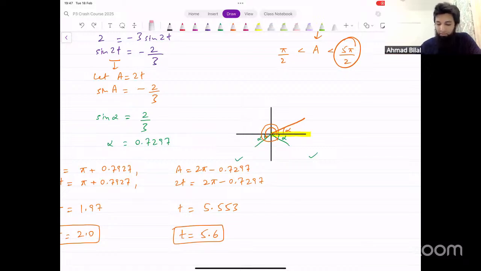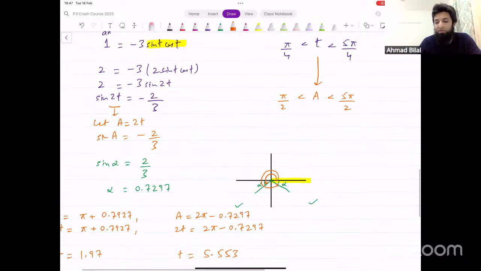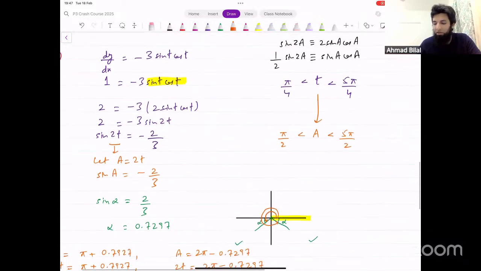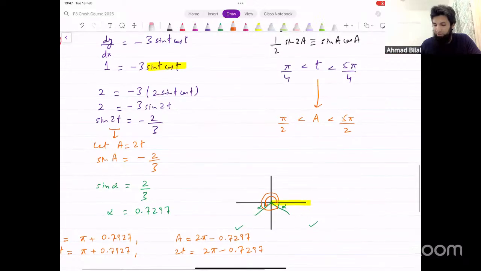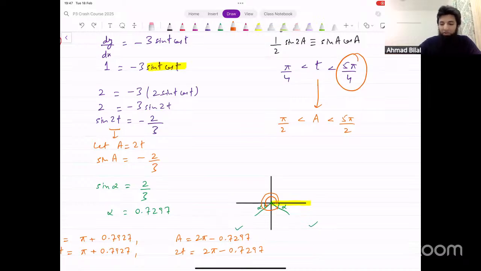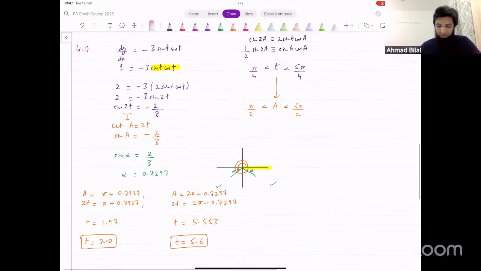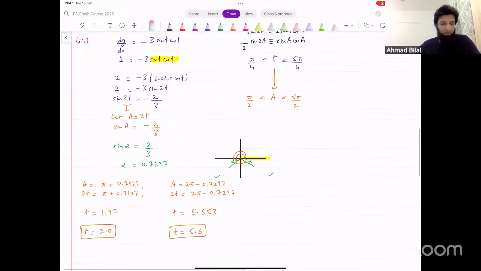Okay. That's why adjusting this interval is very important. In this question, it does not make much difference, although I think it still does, because in this question as well, if you had not adjusted this interval, you would miss out on this possible route. So adjusting this interval is very important. Otherwise, you can miss out on possible routes in the given interval.